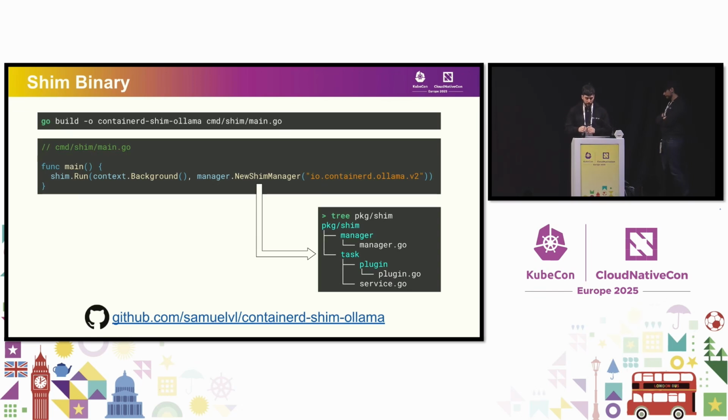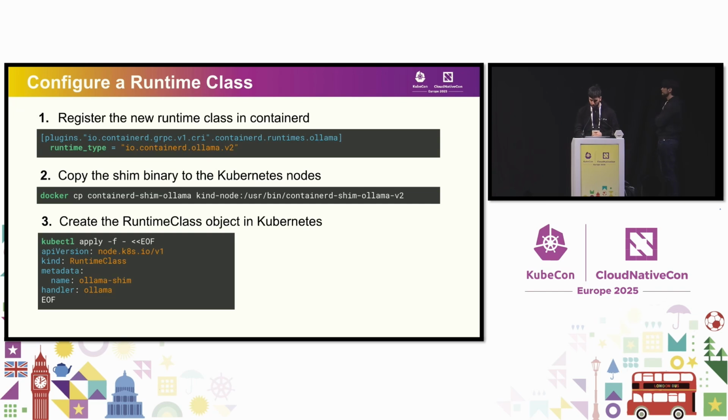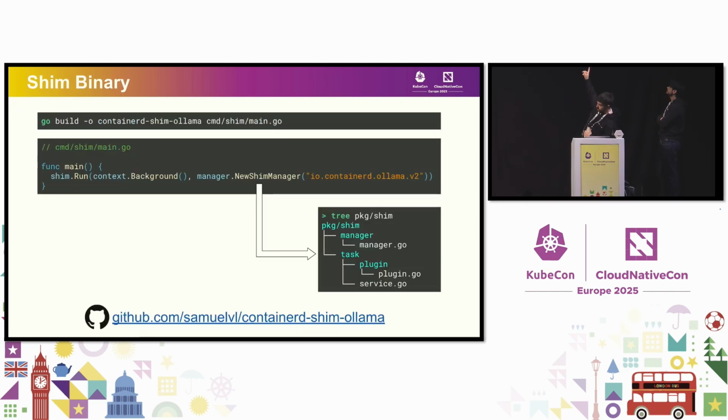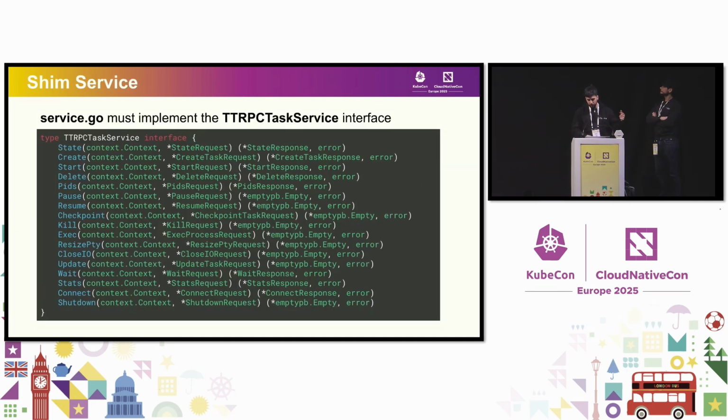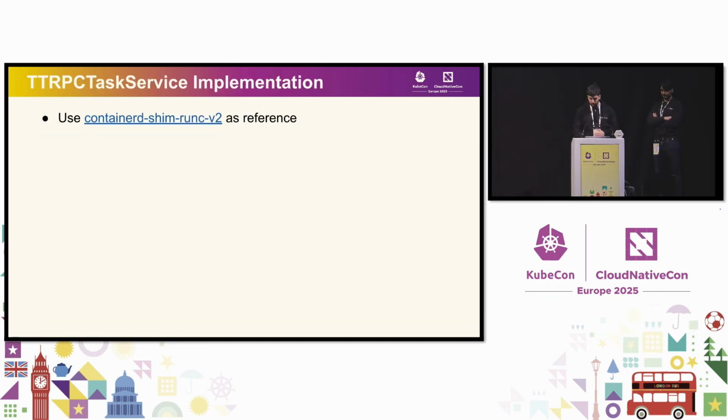So the binary. Okay, this is the important part, how we code this shim. If we are using Go, we can use the containerd library because containerd is written in Go. So we need to call this new shim manager, and we register our shim with the same name as we have in the runtime type in the containerd configuration. So it has to be the same. And then we need these 3 files, only 3 files. We have the manager, and then we need to define the plugin.go and the service.go. The service.go is the important part because it needs to implement this huge interface, the TTRPC task interface defined by containerd. And yeah, it's quite complex. I'm not going to get into the details of all the different methods that need to be implemented. We used the containerd shim runc v2 as a reference because it is available. It's what containerd is doing to create the containers. In our case, our model is also going to be a container.